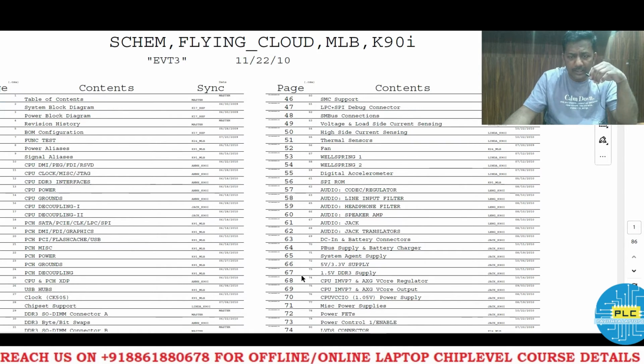Okay, let me check. Page numbers 63 and 64 have the charging related information. Here are the DC in and battery connectors. Page numbers 63 and 64 are the PBUS supply and battery charger. Here is the charging IC and here are the connectors. First we will check the connectors, page 63.